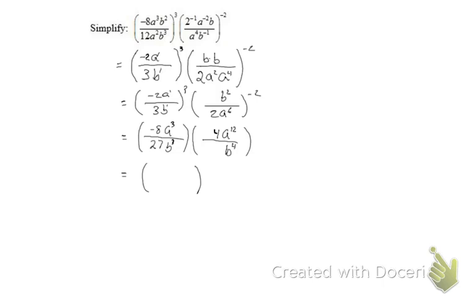So when you multiply fractions, you want to divide out common factors. And looking at this, there are no common factors between any numerator and any denominator. So I just need to multiply everything together. In the numerator, negative 8 times 4 is negative 32. A to the third times a to the 12th. I'll add the exponents to get a to the 15. 27, and b to the third times b to the fourth. Adding the exponents, I'll get b to the 7th power.